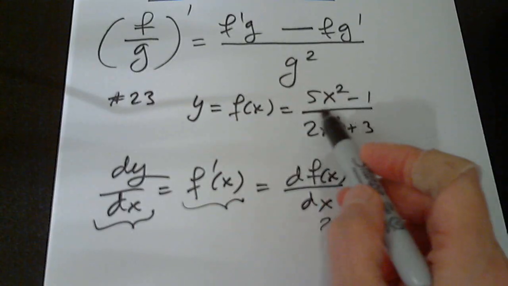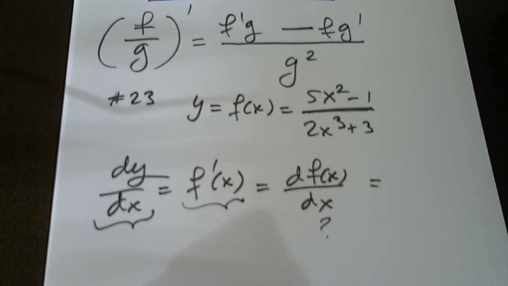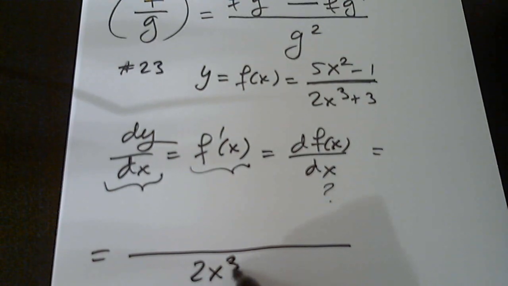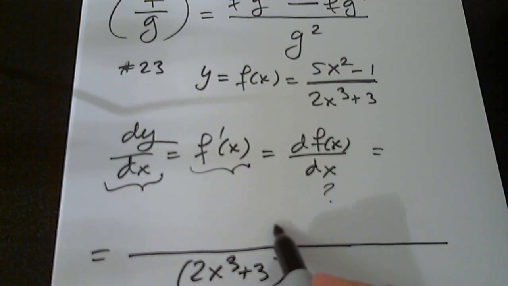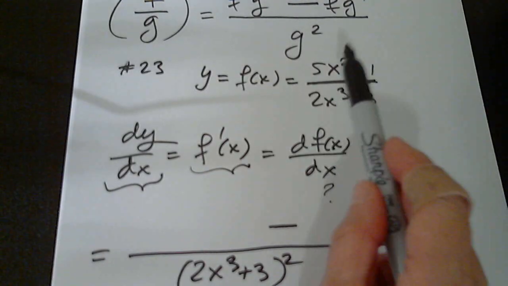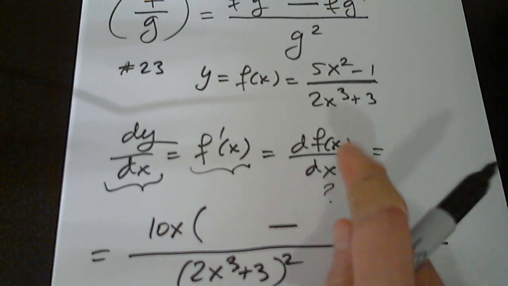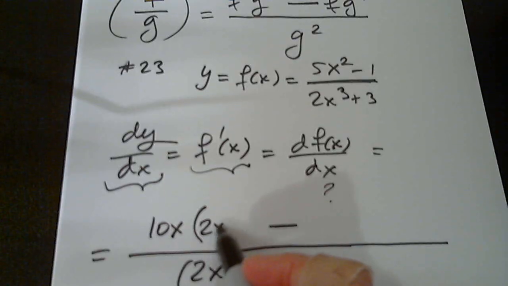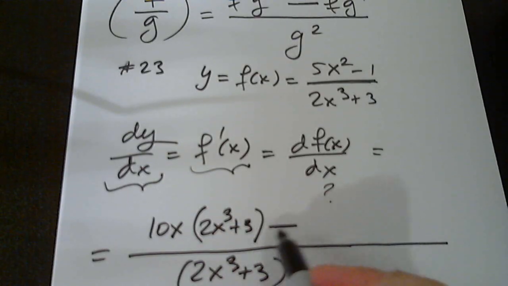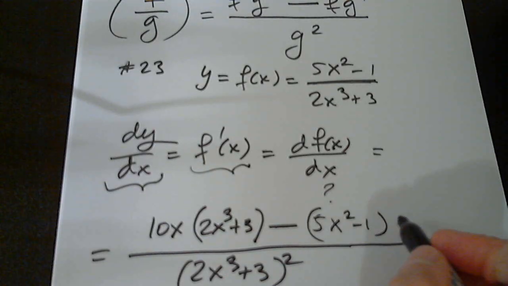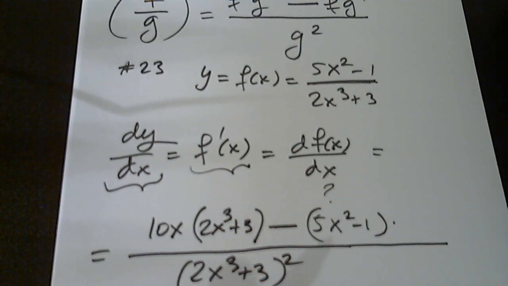So because it's a quotient of two functions, I start by squaring the denominator, and the numerator is a difference. The numerator prime, which is 10x, times the denominator, 2x cubed plus 3, minus the numerator, 5x squared minus 1, times the denominator prime, which is 6x squared.